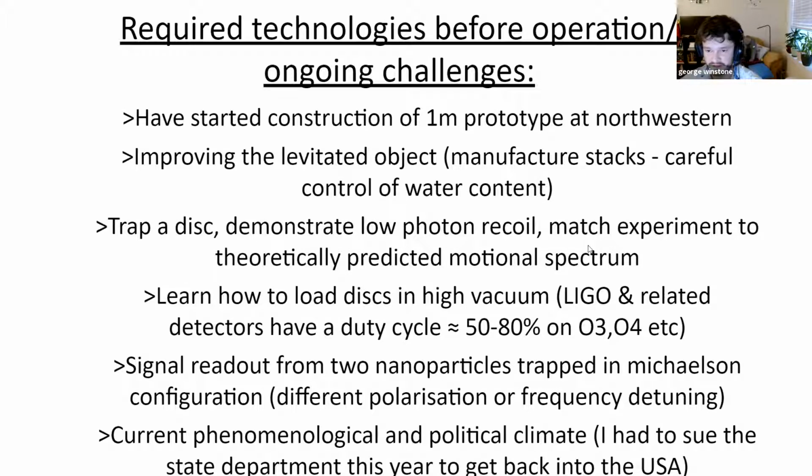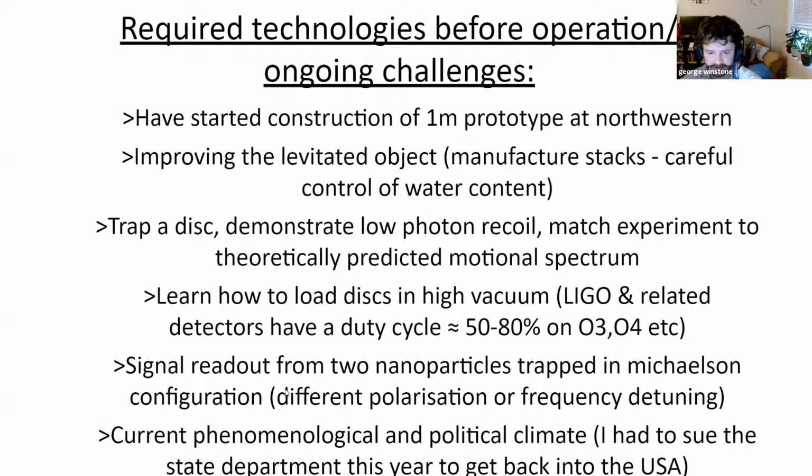And then when we trap the disk, we'd like to demonstrate that its photon recoil number is low enough to give you the sensitivity increase that I promised earlier. We'd like to be able to load our objects in high vacuum. LIGO and related detectors have quite a high duty cycle during their observation runs. As I think anyone in the field of levitated optomechanics would tell you, a duty cycle of 80% is above what these experiments do presently.